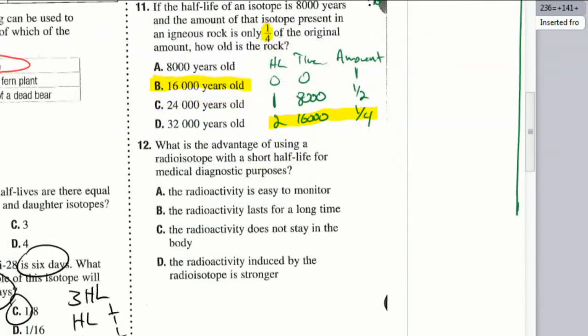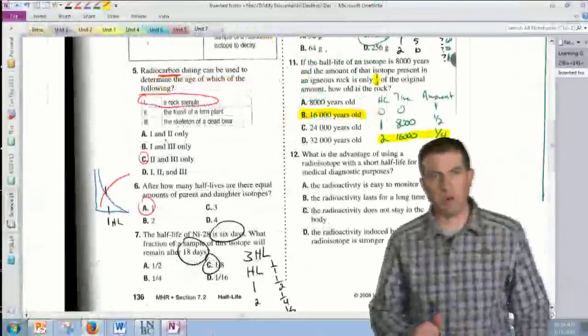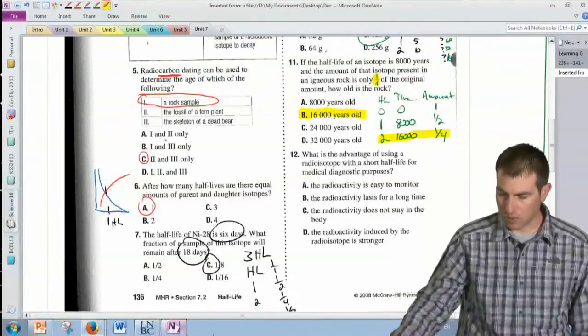What is the advantage of using radioisotope with a short half-life for medical diagnostic purposes? The radioactivity is easier to monitor. The radioactivity lasts for a long time. The radioactivity does not stay in the body. The radioactivity induced by the radioisotope is stronger. What are we thinking? Why would we want to use something with a short half-life?